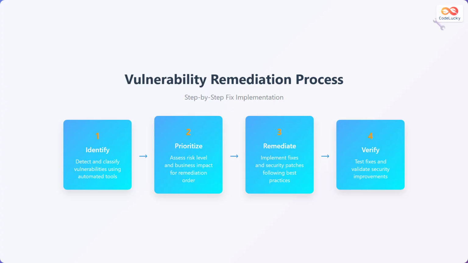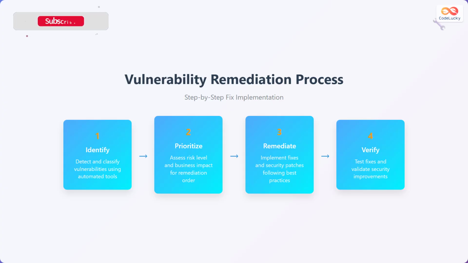Step 2 is prioritize, where teams assess the risk level and business impact of each vulnerability to determine remediation order. Critical vulnerabilities that could lead to data breaches or system compromise receive immediate attention, while lower-risk issues are scheduled based on available resources. Step 3 is remediate, where teams implement fixes and security patches following established best practices.